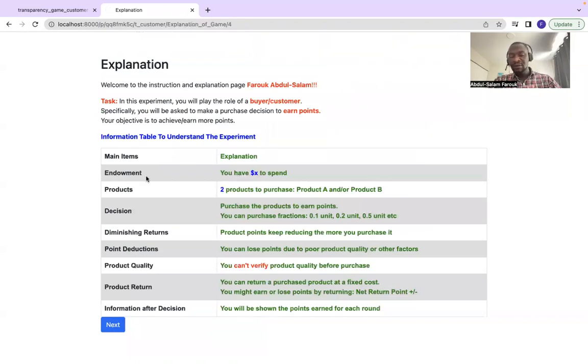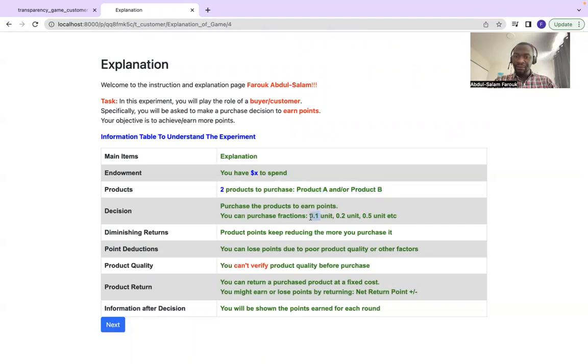Here, this is going to be the explanation page. The whole idea here is you are going to play the role of a buyer. By being a buyer, you are given the chance to buy two different types of goods based on the amount that has been given to you, which is the endowment. You can decide to buy product A or good A, or you can decide to buy product B or good B, or you can decide to mix the combination of product A and product B. Everything is up to you. It's basically your choice.